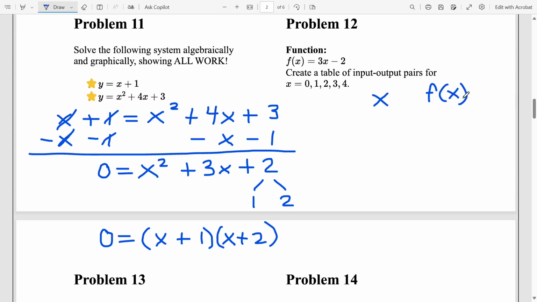Sometimes on the tables you indicate the actual whole function, so equals 3x minus 2. We're running out of room though. I'm just going to leave it as f of x. And let's create our table. So we have 0, 1, 2, 3, and 4.